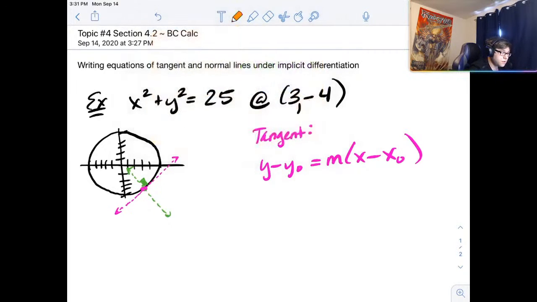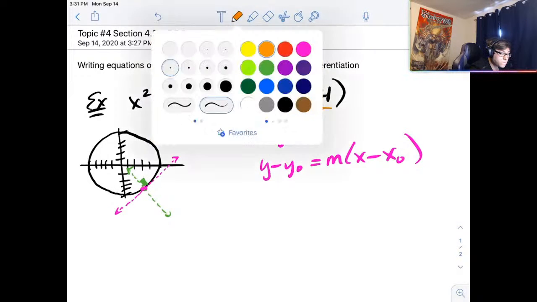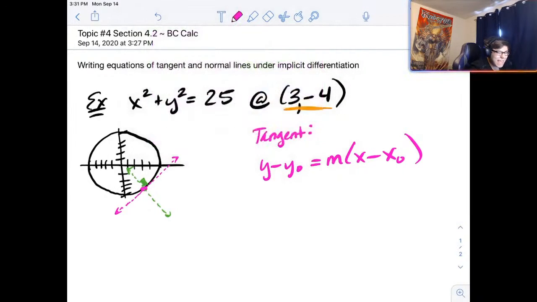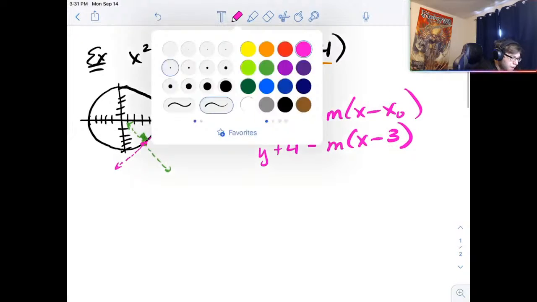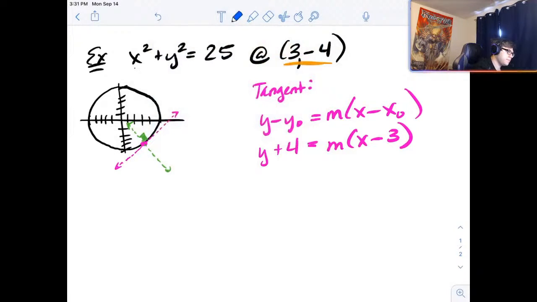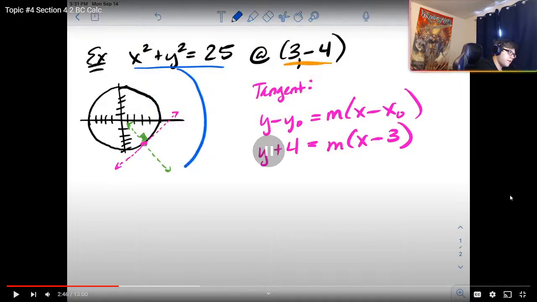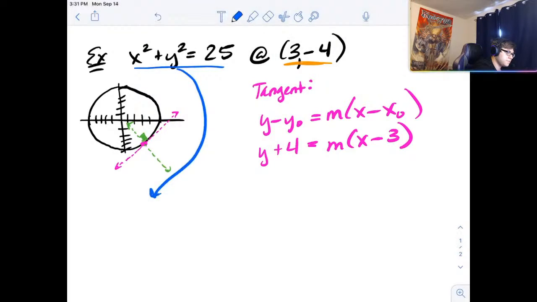They already gave us the point of tangency, so lucky us, we can go ahead and plug that in. y minus the y part of the point equals the slope, and then x minus the x part of the point. The only thing that we don't have is the slope, and of course that's exactly what we use derivatives for. This particular derivative is going to be taken under implicit differentiation.